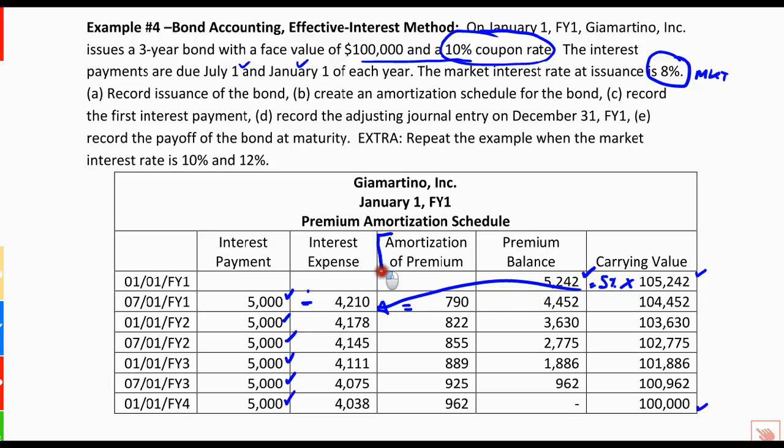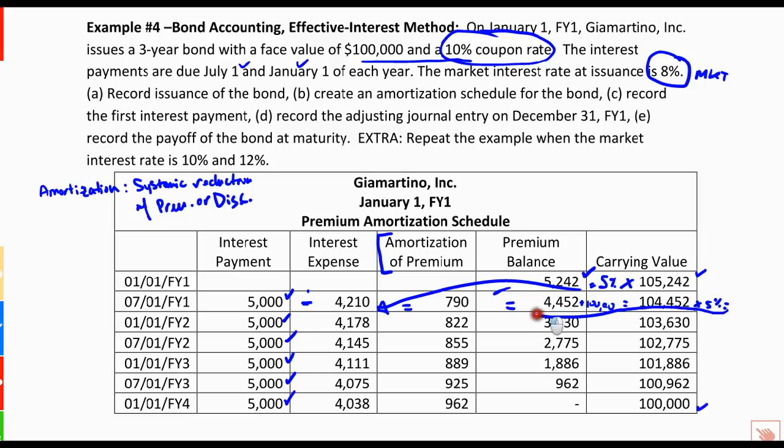This is amortization of premium. It's not an actual account that will be in a journal entry. Amortization means it's a reduction in an intangible asset or financial instrument account. So it's just a systematic reduction of a premium or discount account in this case. So we have a rule we're applying. We reduce the premium balance. 5242 minus 790 equals 4452. So we take this plus 100,000 equals 104,452, and then times 5% equals 4718, and you keep doing that in your schedule.